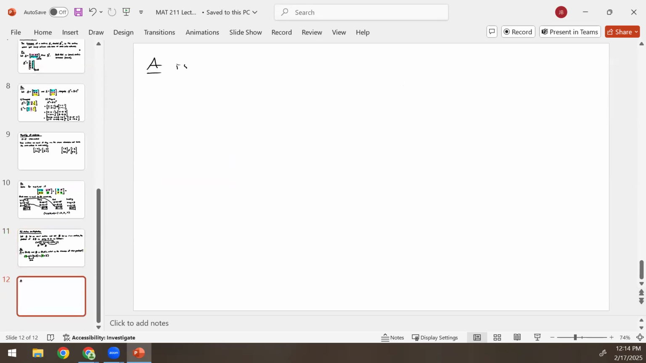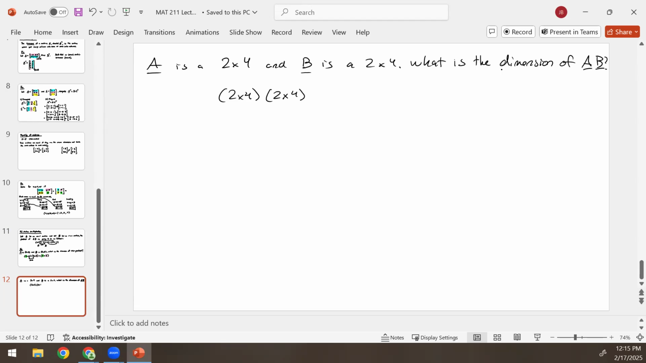Now, what if we have something that is not the same? A is a 2 by 4, and B is a 2 by 4. What is the dimension of their product? Well, 2 by 4 times 2 by 4. I look at these two numbers, not the same, so undefined. Can't multiply them. They don't meet the condition to be multiplied.